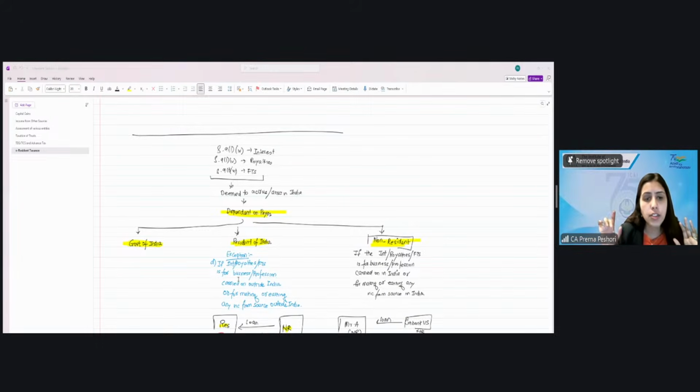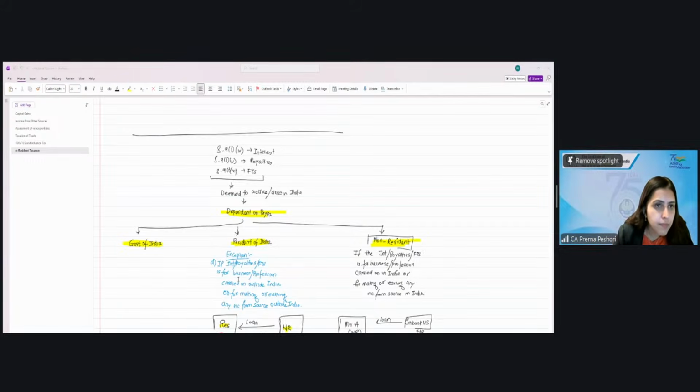So let's say, for example, if a resident has taken a loan from a non-resident bank, let's say an Indian company has taken a loan from Citibank USA. Now the Indian company will pay the interest. So income shall be deemed to accrue or arise in India. However, if the Indian company has borrowed this money for starting a new business in USA, then in that particular case, the interest shall not be deemed to accrue or arise in India.